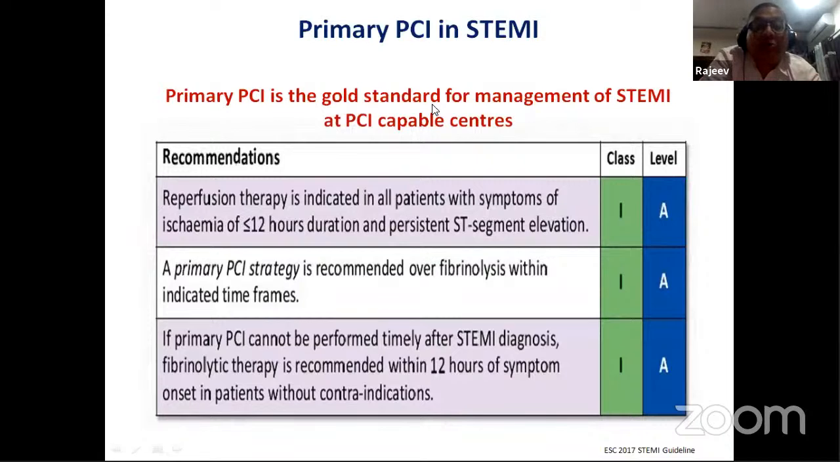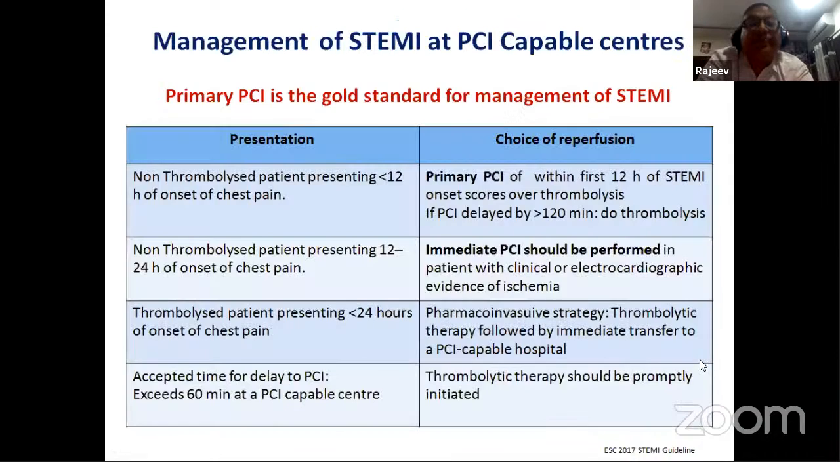Primary PCI remains the gold standard at a PCI capable center. Reperfusion therapy is indicated in all those patients with ischemia of less than 12 hour duration with persistent ST elevation, class 1 level of evidence A. The primary PCI is recommended over fibrinolysis within the indicated time frame, but if PCI cannot be performed after the diagnosis, fibrinolytic therapy is recommended within 12 hours once the patient is ruled out of contraindications. Again, this also is a class 1 level of evidence A.